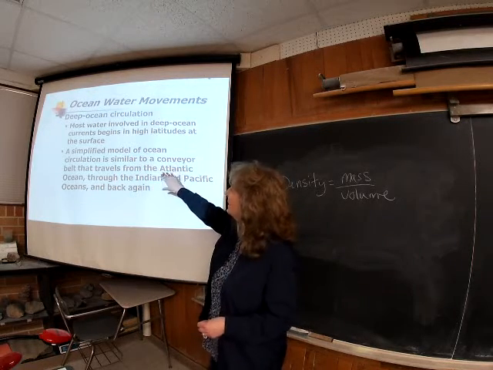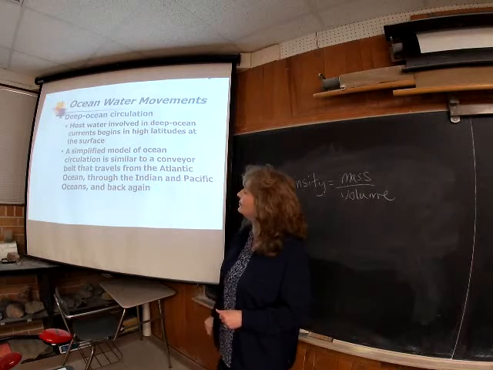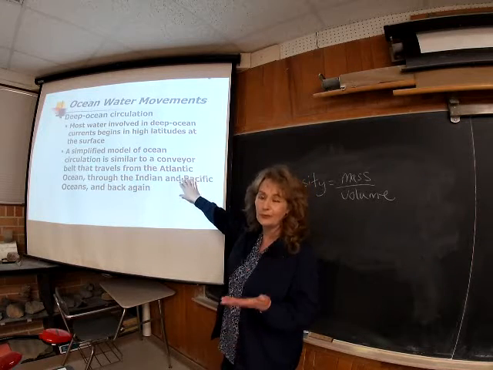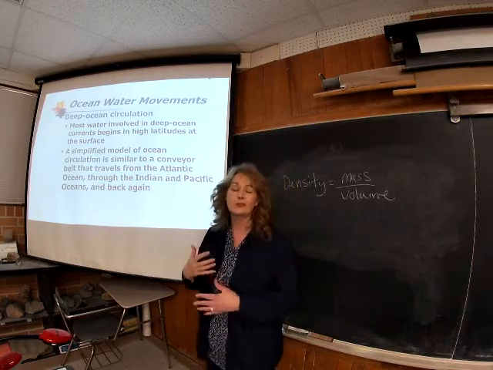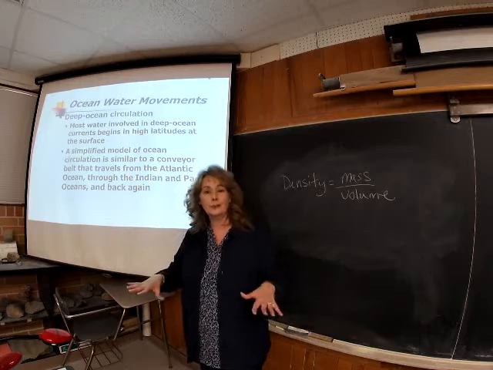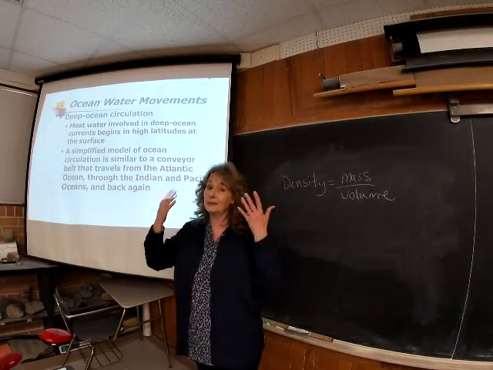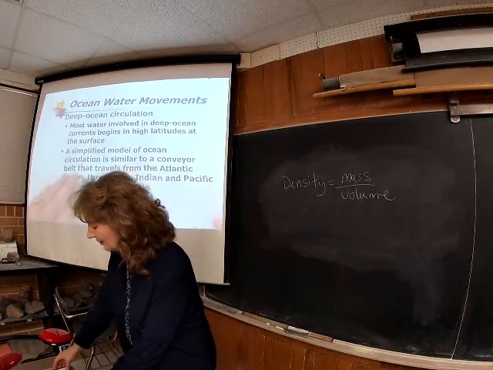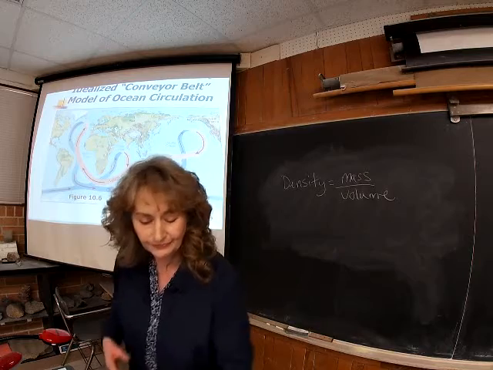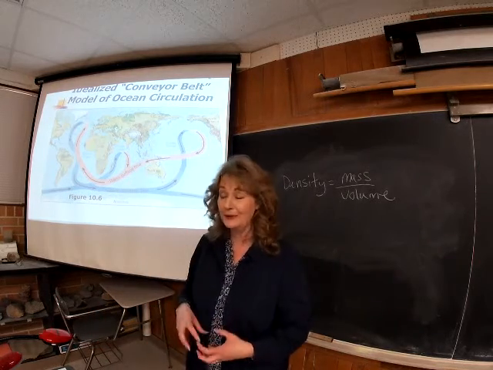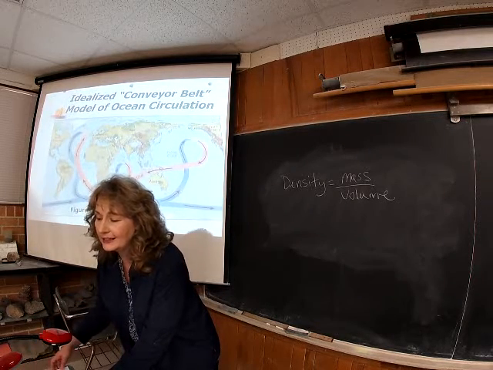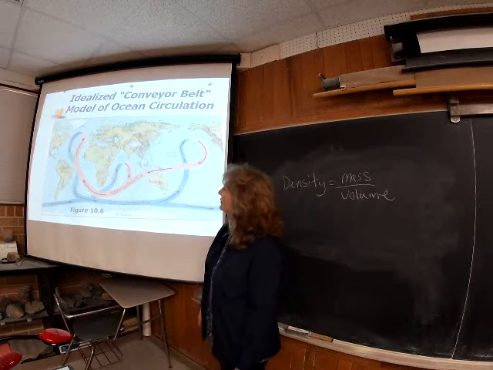Here we have a little conveyor belt, a simplified model of the ocean circulation. It travels from the Atlantic Ocean through the Indian Ocean and to the Pacific Ocean and back again. So it starts and sinks, working its way as cold water, then it warms and it rises, right? So we are getting a circulation. Of course, this can take a tremendous amount of time, even 500, 2,000 years maybe for that water to finally resurface. But here's that idealized conveyor belt model of ocean circulation.